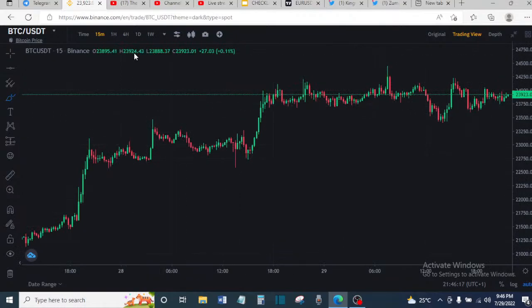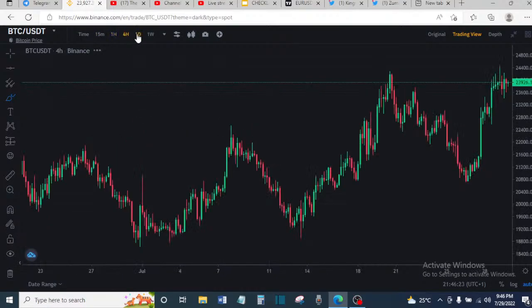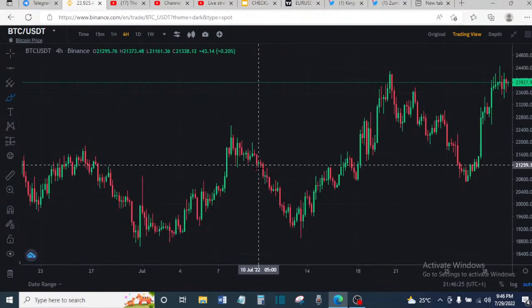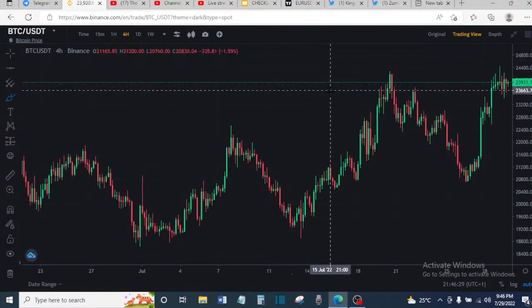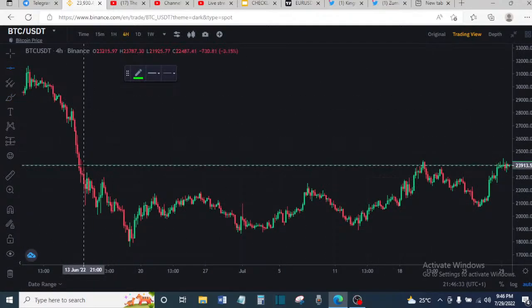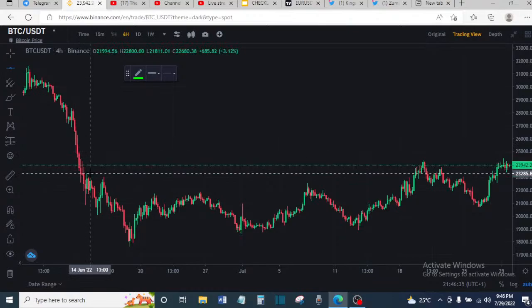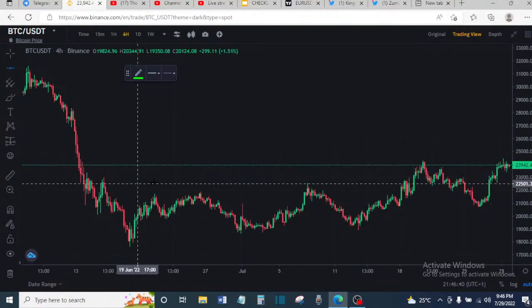Now I'm going to take you to the 4 hours chart, because it was the 4 hours chart that actually pulled the price up. I was telling you yesterday to look at the stops here, look at the aggregate of stops here. Now price goes to this price.